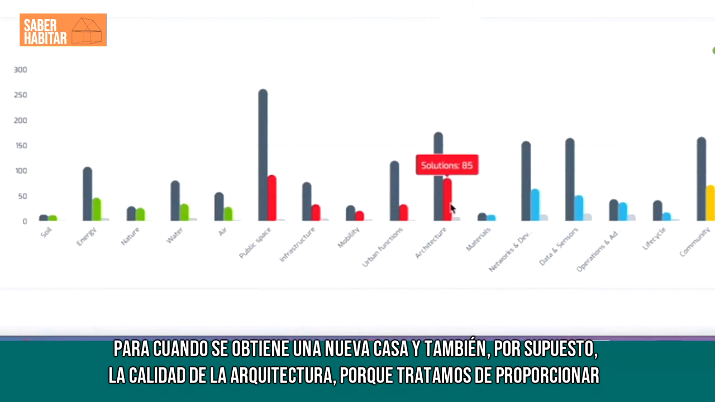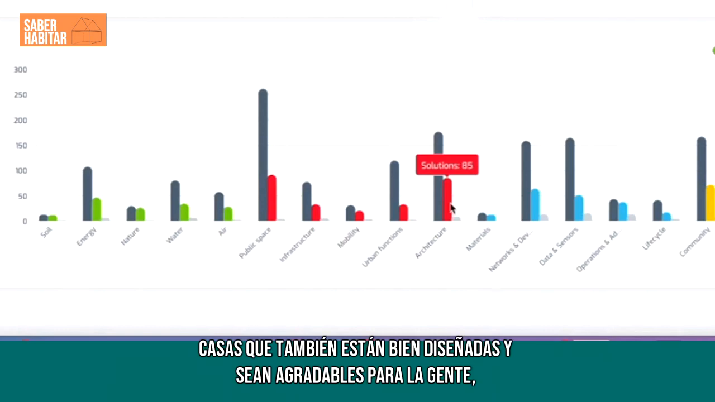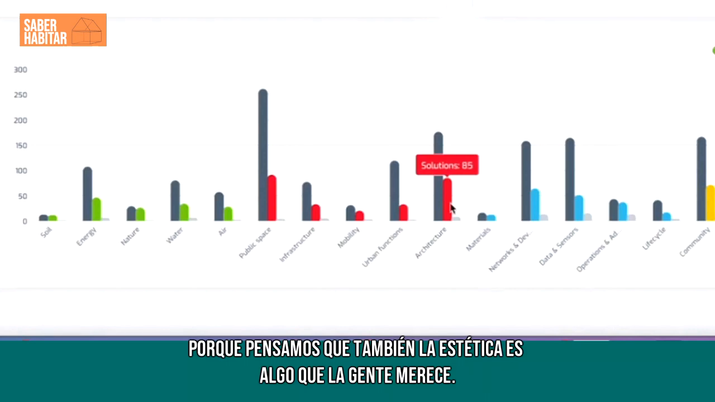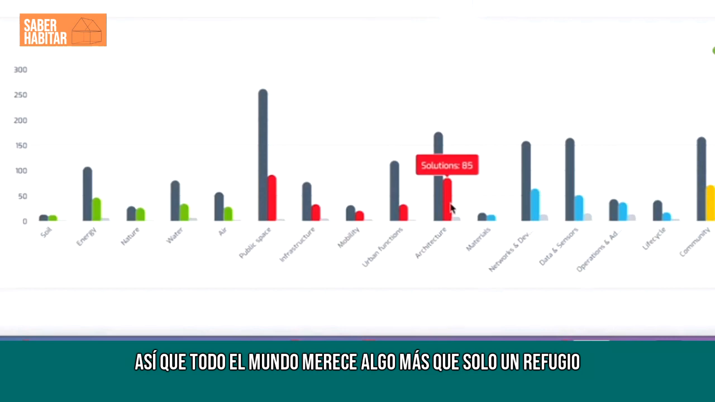And also, of course, the quality of architecture, because we try to provide houses that are also well designed and also nice for the people, because we think that aesthetics is something that people deserve. So everyone deserves more than just a shelter.